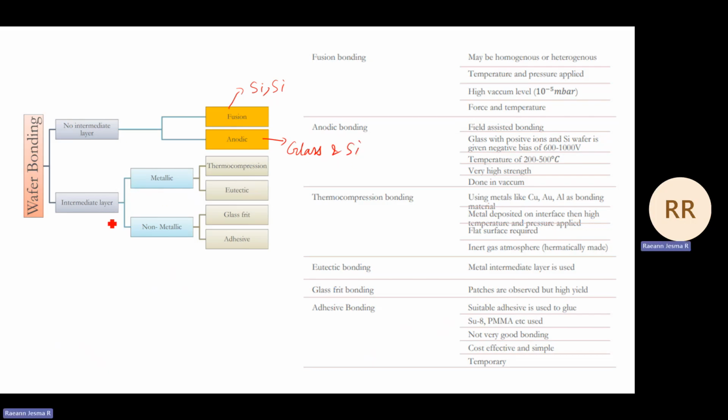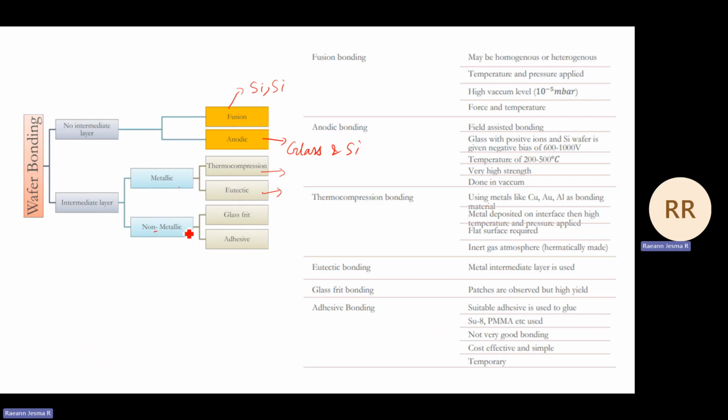Then if you are using some sort of intermediate layer between two wafers, then depending on the type of the intermediate layer, whether it is a metal or non-metal, there are different types. If it is metallic, then there is thermocompression bonding, where we are applying high temperature along with large compressive force. In eutectic bonding, we apply a large amount of temperature, and we use certain materials which have a eutectic melting point, in order to bring about the bonding process.